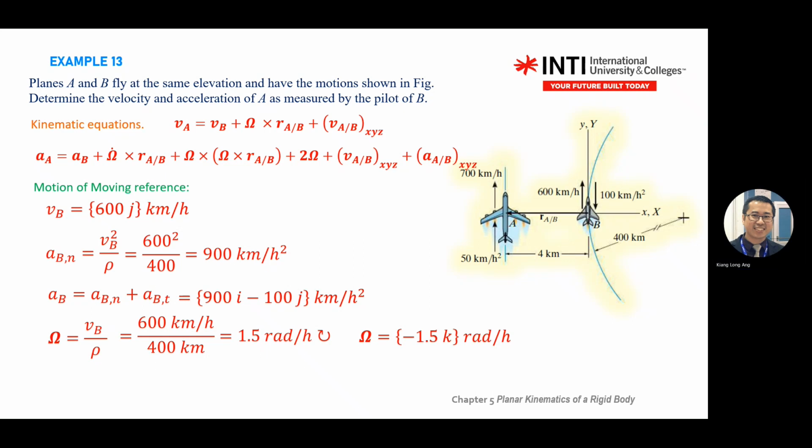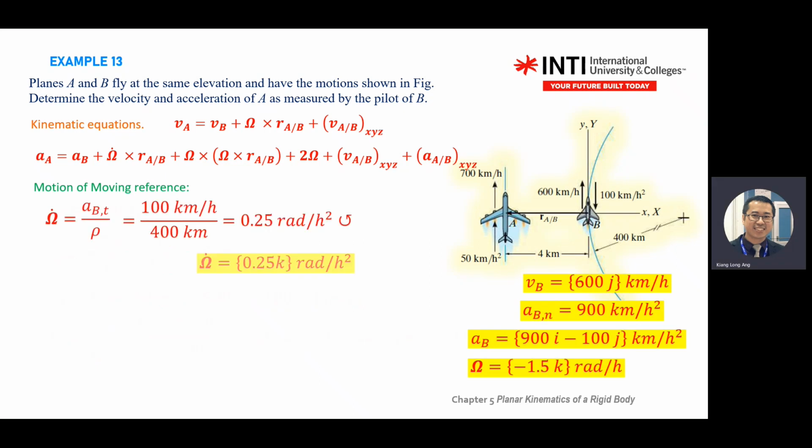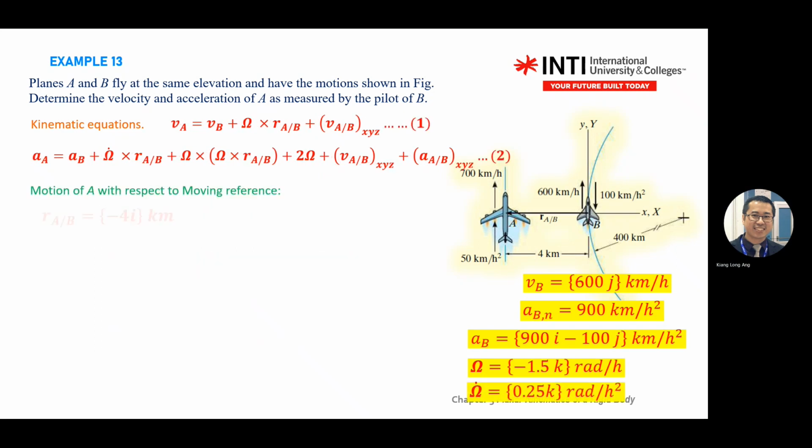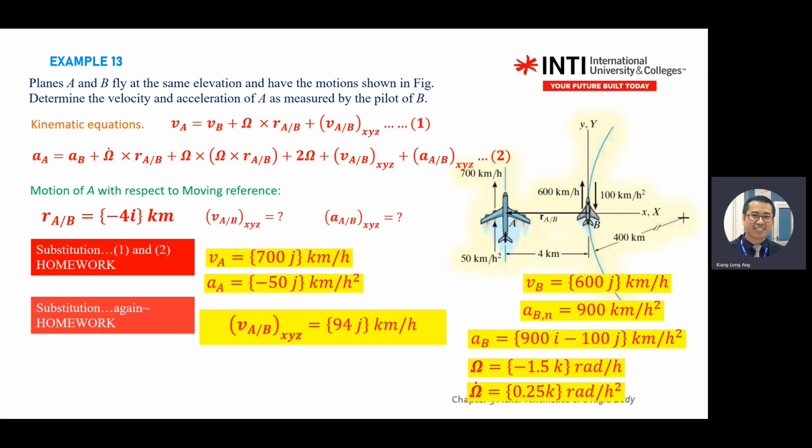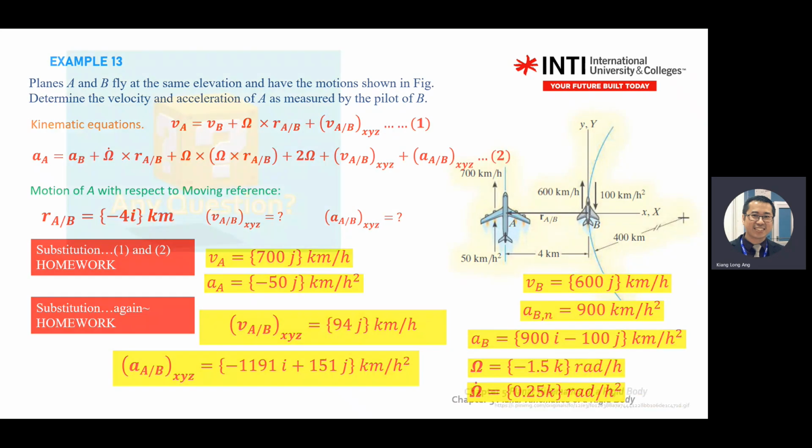Once you find the omega and it is clockwise, use your right hand rule. Clockwise means going in, so negative. Once you have this, you just substitute everything there. So the rest, you just look at the screen, substitute, and you find the answer. So with this, we conclude chapter 5.